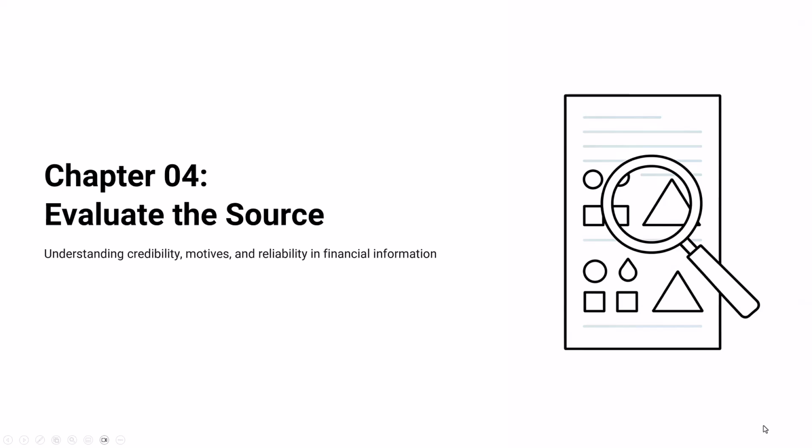Welcome to Chapter 4 of the Clever Framework, where we explore the third essential step, evaluate the source. Information doesn't exist in a vacuum. It comes from someone or something with motives, constraints, limitations, and varying degrees of reliability. Before you verify calculations or examine logic, you must assess who produced the information, why it was created, how it was communicated, and whether it's trustworthy. In this chapter, you'll learn how to distinguish credible sources from promotional ones, how to evaluate AI-generated responses, and how motives and incentives shape financial communication.